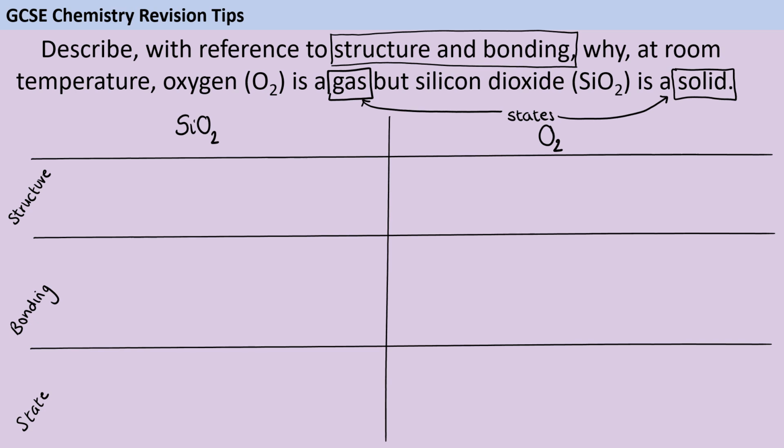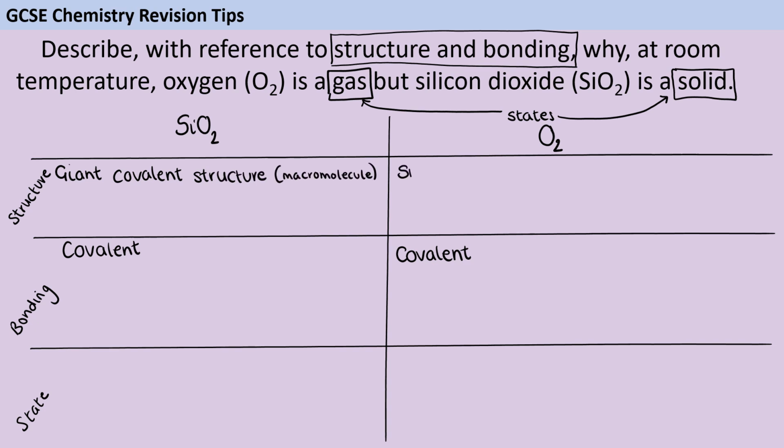Very often when this style of question comes up, we're contrasting ionic bonding with either metallic bonding or covalent bonding. But in this example, we're actually thinking about covalent bonding for both substances. The difference is that where silicon dioxide is a giant covalent structure, or you might refer to it as a macromolecule, oxygen is a small covalent molecule, or you might refer to that as a simple covalent molecule.